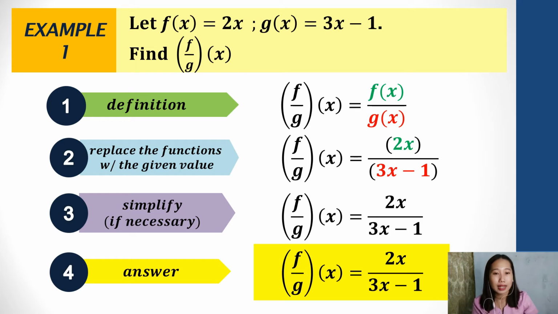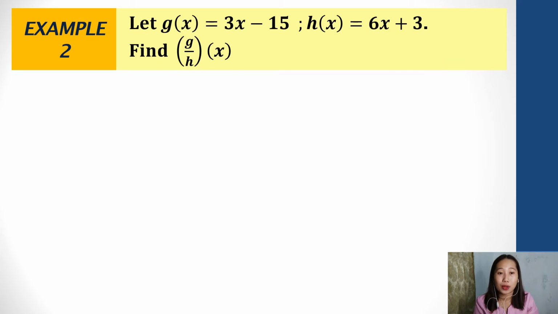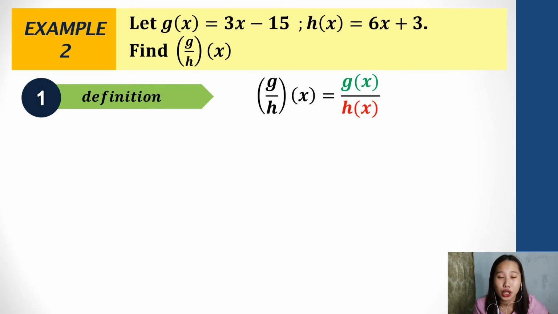Example number 2. Let g of x equals 3x minus 15 and h of x equals 6x plus 3. Find g over h of x. First step is to write the definition. G over h of x equals yung green nasa itaas, g of x over yung red, h of x.